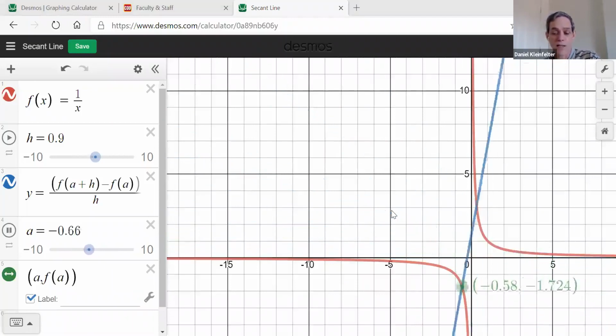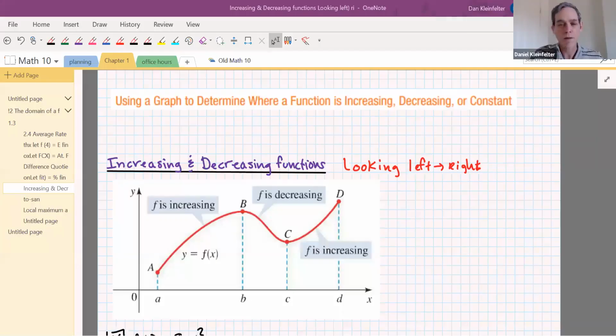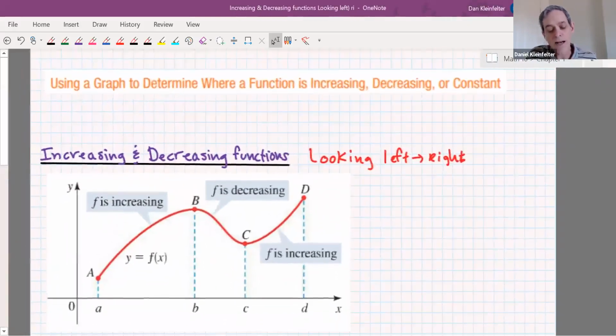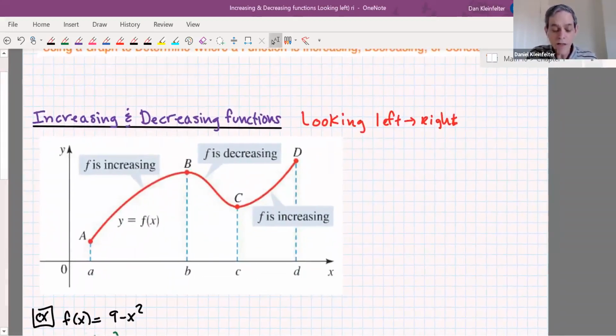So let's continue now with section 1.3. All right, so let's see if we can finish up section 1.3 here. We want to use a graph to determine where a function is increasing, decreasing, or constant. And I'd already used that terminology some, so we want to make sure we understand what that means. So when you're looking at a function trying to decide whether it's increasing or decreasing, we always want to look left to right. So for example, this function on the interval from a to b, it's increasing.